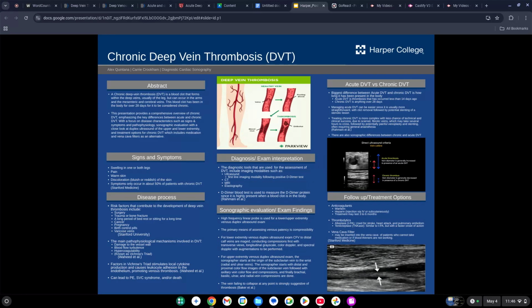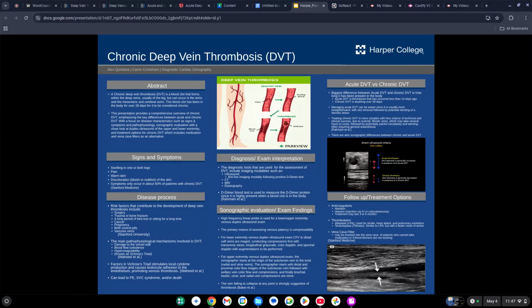Now let's backtrack to last semester. What did we learn about the sonographic differences between chronic and acute? With acute thrombosis, the vein diameter is generally increased. As you can see in that transverse view, that vein diameter is pretty big compared to the veins that we usually see. Whereas in chronic, we see that sagittal view on the bottom. Vein diameter is generally decreased. If you can see the vein right there and the artery right there, that's a huge indicator of a chronic DVT.